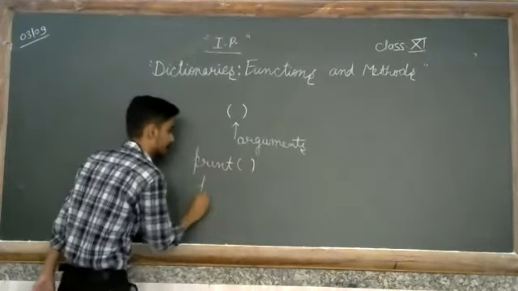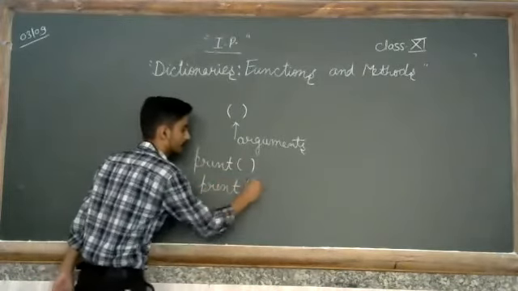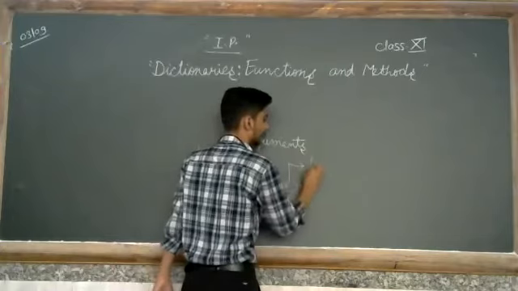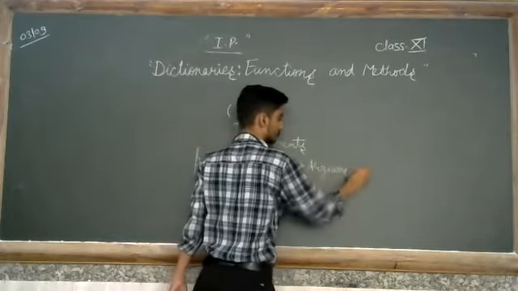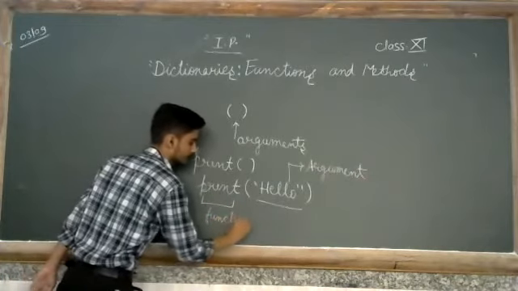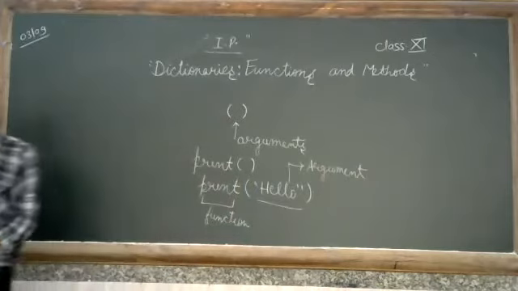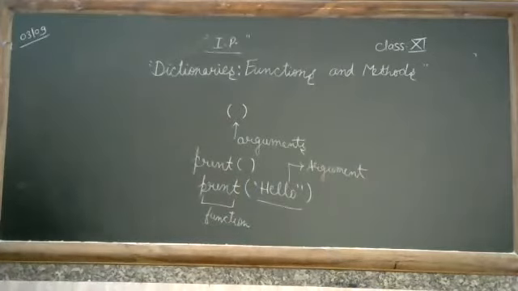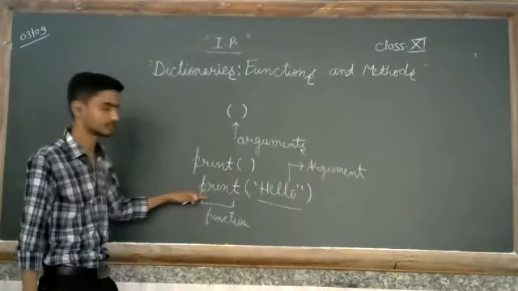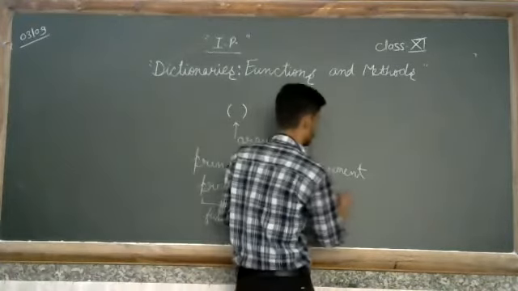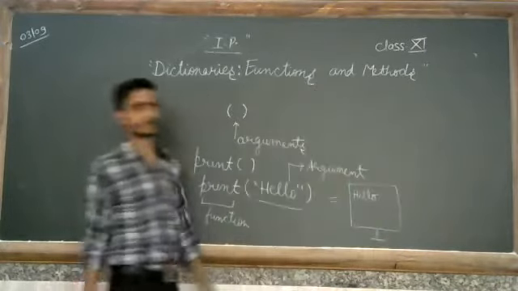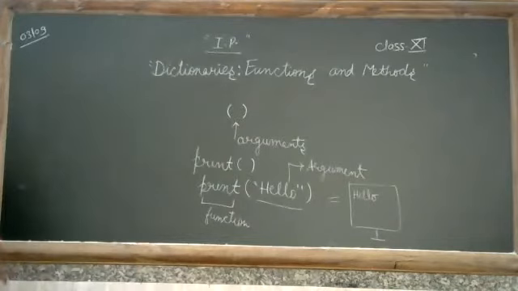Now I will pass its argument. I am passing here hello. So this hello is my argument, and this print is my function. Is it clear? I think it's very easy to understand. So this is my print function name, and this is my argument. And what will it produce? It will give me on screen hello. So this is how you can understand what is function.